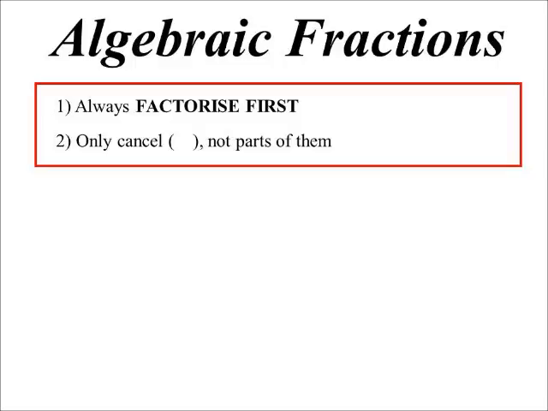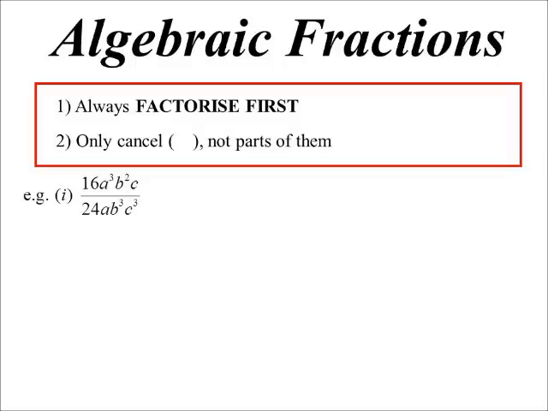Then, very hard to write this in words, so I just put a picture of the parentheses there. When you go cancelling, only cancel complete parentheses or complete factors, not bits of them. People go crazy when they're cancelling. Oh, there's an x next, get rid of them. No, it's got to be the complete factors, got to be the same if you're going to cancel it.